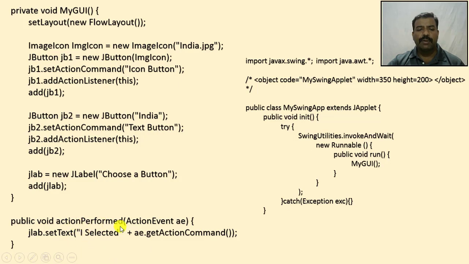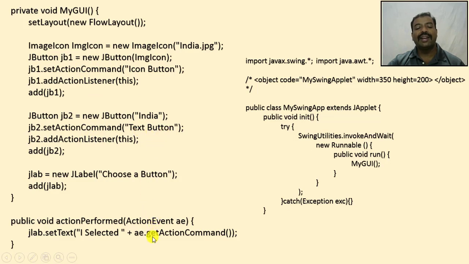Where this action performed event is going to be. So whenever a button is pressed, I'm just going to print the message as I selected. What did I select? I'm going to get the action command. Now here I have set the action command. The action command is icon button and the text button.